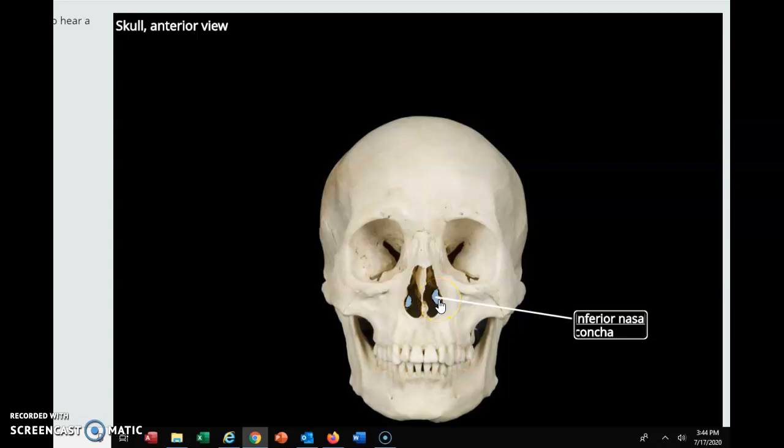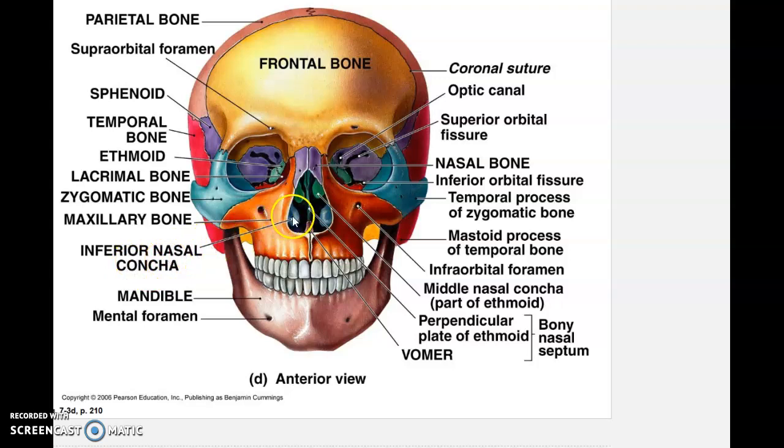So let's look at it from a slightly different perspective. Inferior nasal concha here, we see it, the blue areas here on either side, and they're actually on the inside of the maxillary bones. So let's look at that from a model.